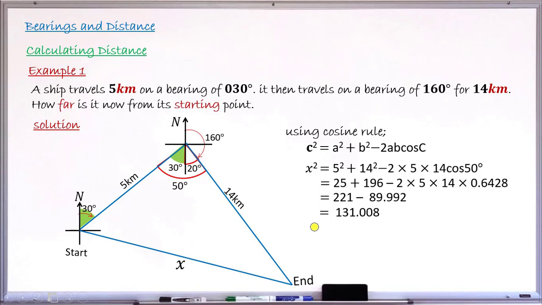Then I have to find X. I will now take the square root of both sides, which will leave me with X. So the square root of 131.008, if done correctly, gives you 11.45 kilometers to 2 decimal places. This would be the distance between the starting point and the end point. Let me take one more example.